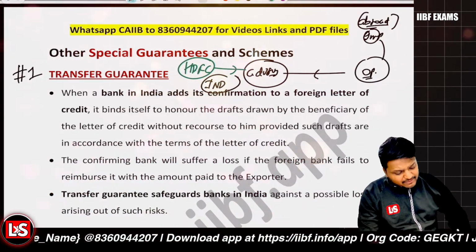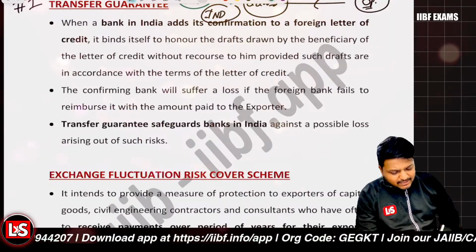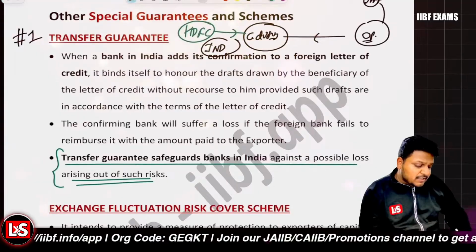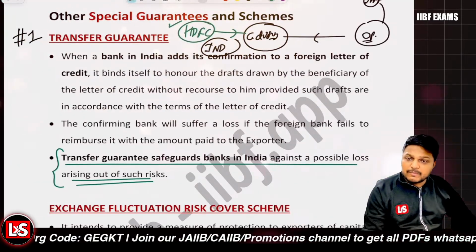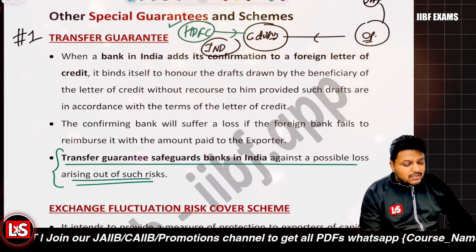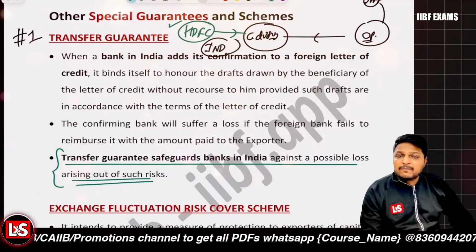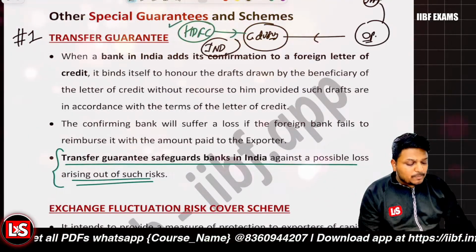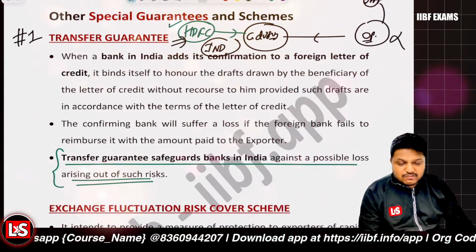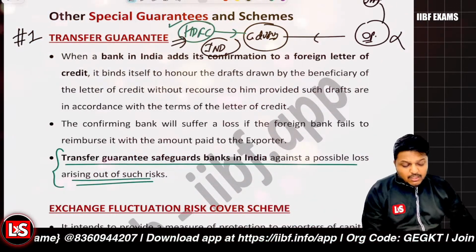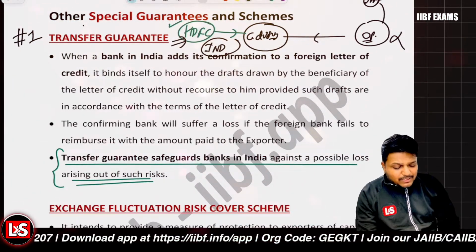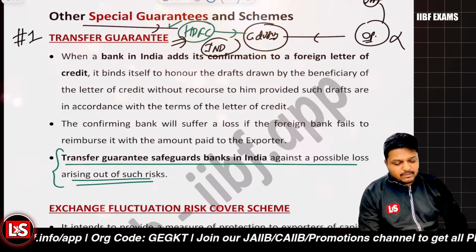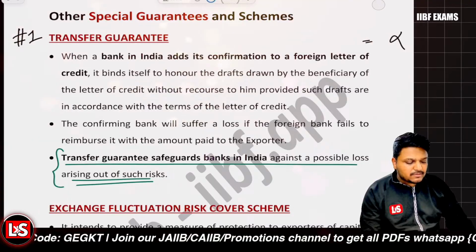So the transfer guarantee safeguards the banks in India against the possible loss that is going to arise due to such kind of risk. Now, what risk will be covered? The risk for the HDFC bank, which was the confirming bank, right? If a complying presentation was made, and the opening bank in the foreign country is not going to pay the amount, that amount is to be compensated by the HDFC bank because it has added its confirmation. Now, this transfer guarantee will be available to the HDFC bank, that in case the opening bank is not able to fulfill its obligation, the ECGC will be compensating the amount for the HDFC bank. Clear with it?